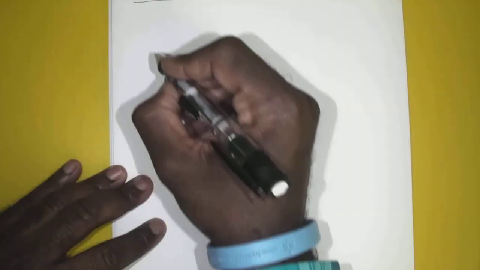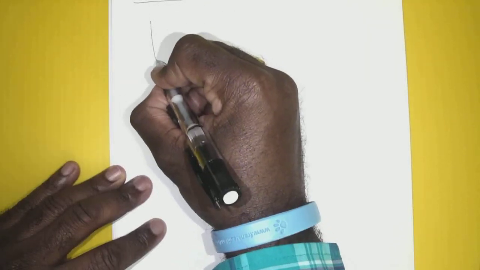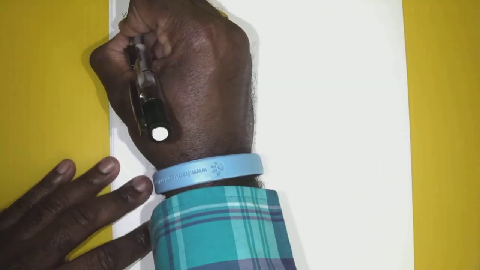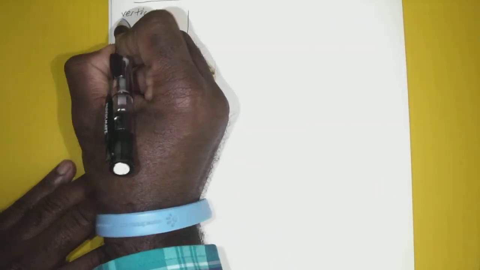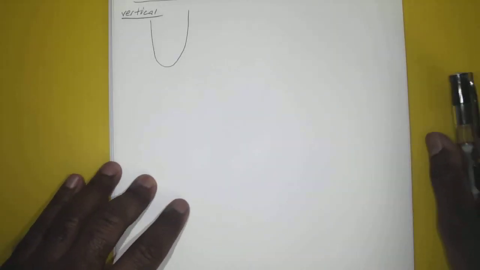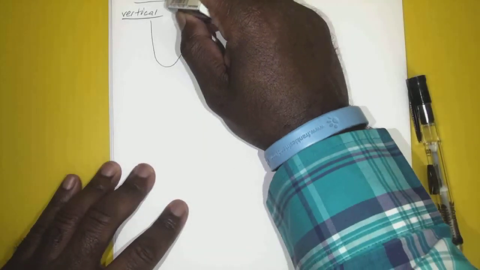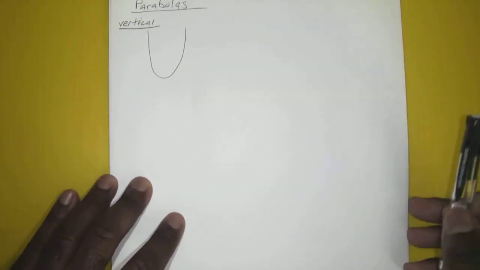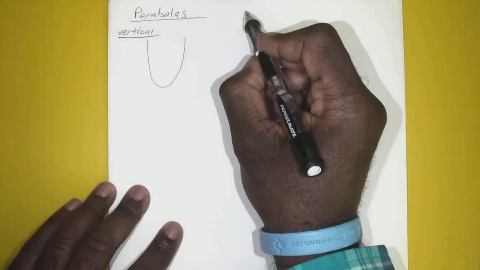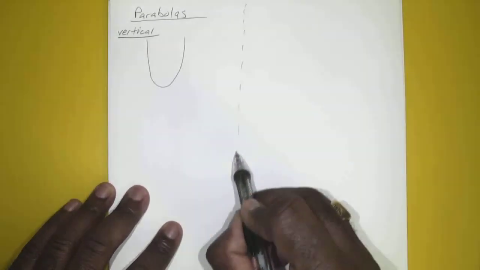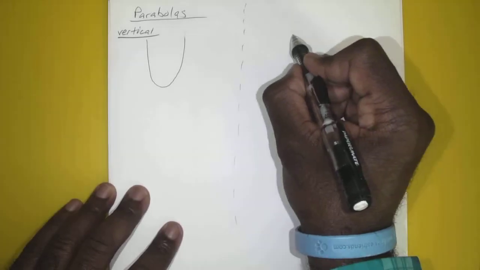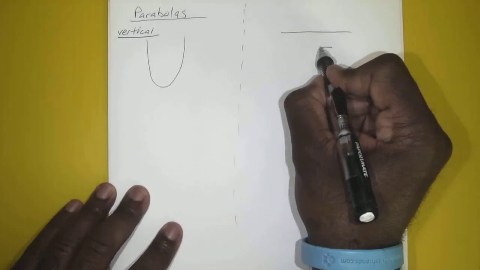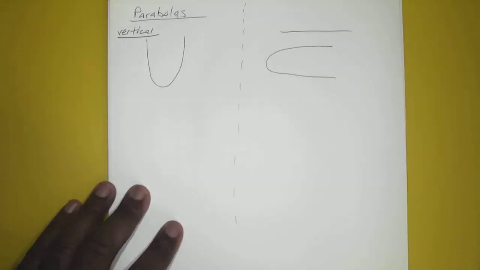So let's say if we draw our parabola, where this is our vertical, and move that down a little bit. There we go. And draw a little boundary line where this parabola is our horizontal.